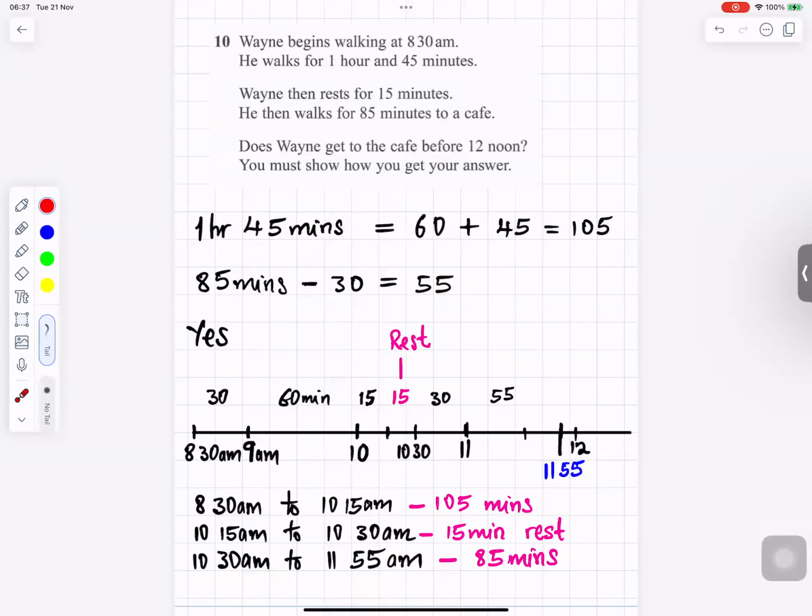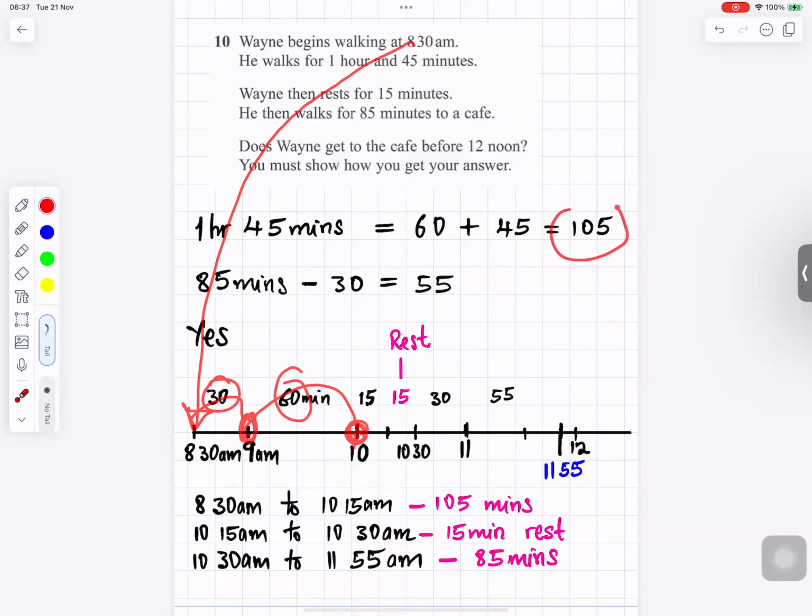So what we want to do, we start at 8:30. I always like to draw a timeline. Very important timeline. Start at 8:30. 30 minutes will take you to 9 a.m. 60 minutes will take you to 10 a.m. So that's 60 plus 30 is 90 minutes.